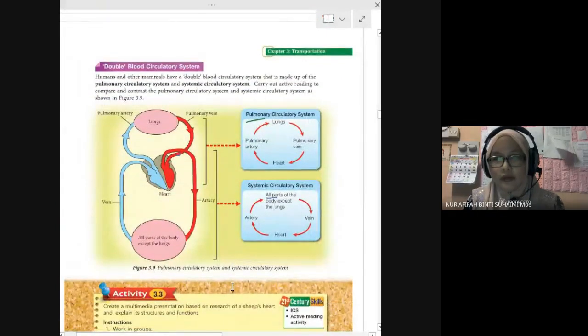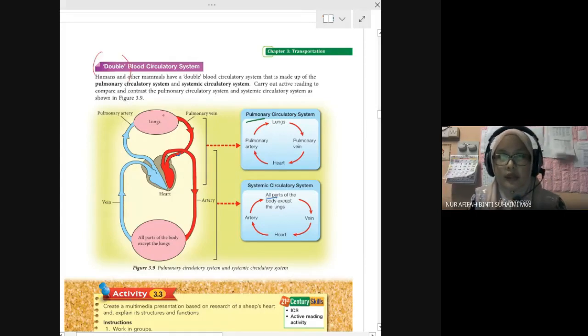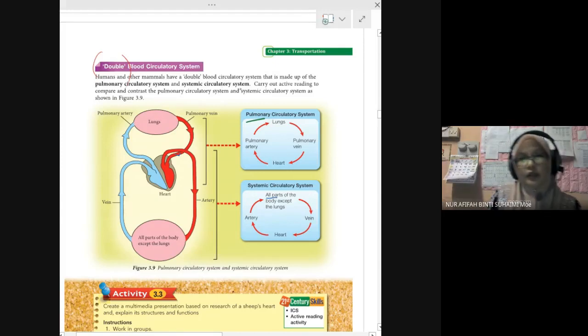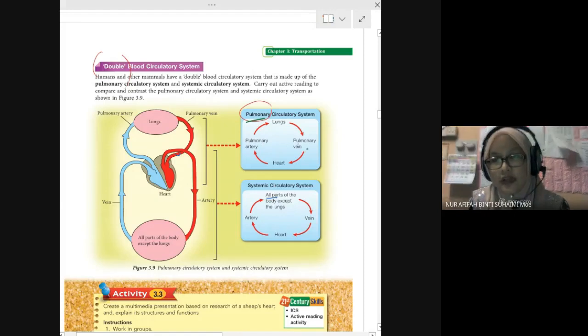Right. Humans have a double blood circulatory system. Why do we call it double? Because we have two types of system: the pulmonary circulatory system and the systemic circulatory system. Pulmonary involves the pulmonary artery and also the pulmonary vein.